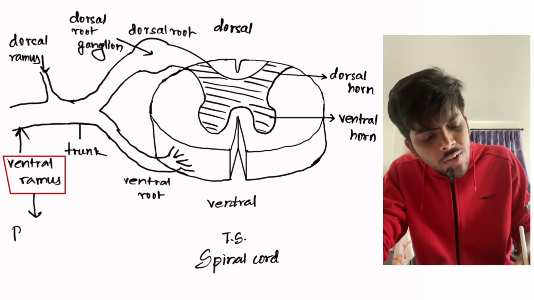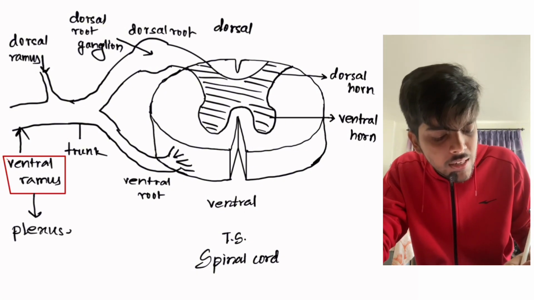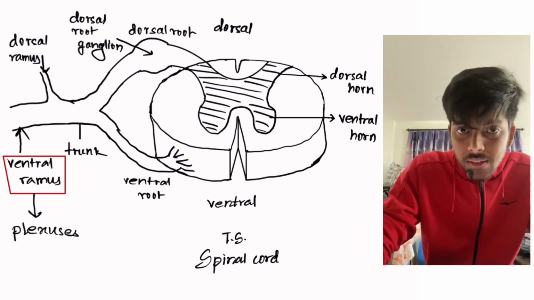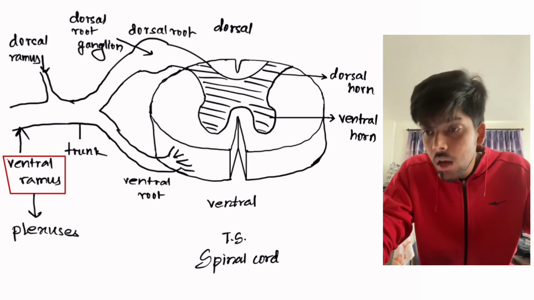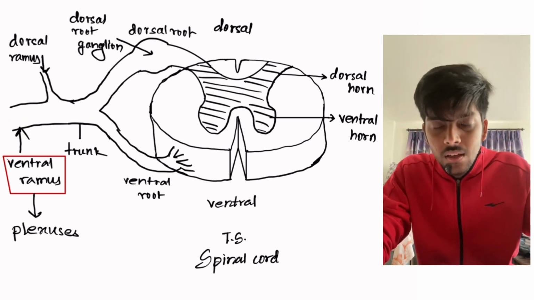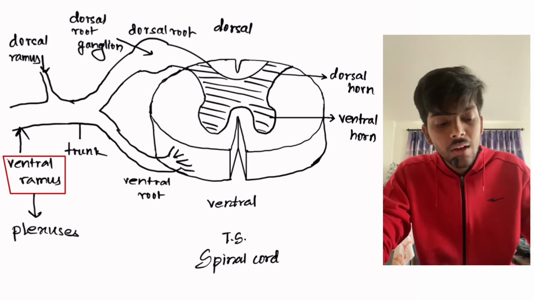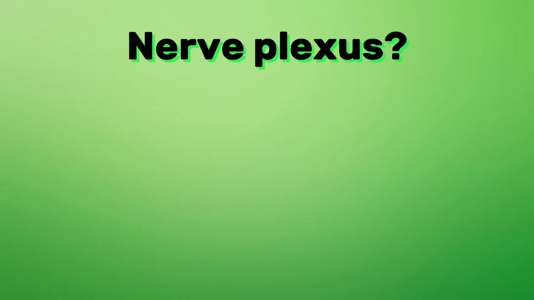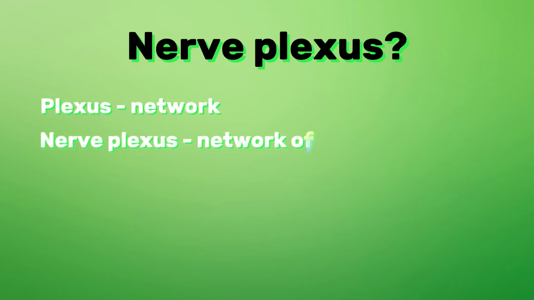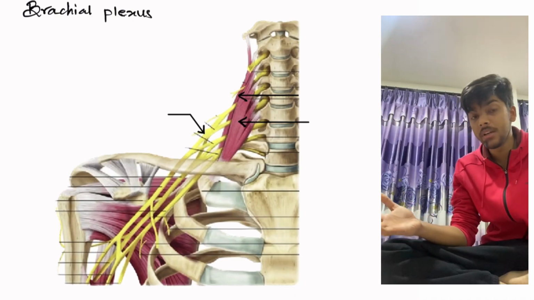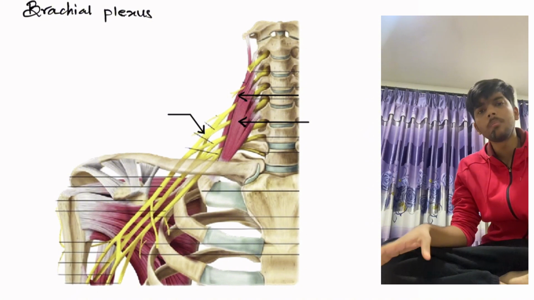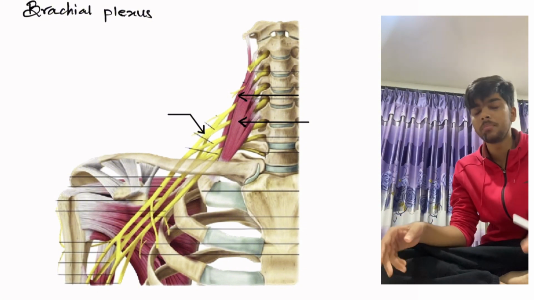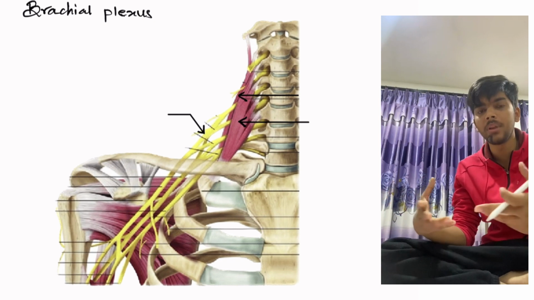The ventral ramus is important because it is the ventral ramus arising from the spinal cord that is responsible for the formation of various types of plexuses that exist in our body, like the cervical plexus, the brachial plexus, lumbar plexus, and sacral plexus. All of them are formed from the ventral ramus arising from the spinal cord. This brings us back to the question, what exactly is a nerve plexus? The word plexus means network, and nerve plexus refers to a network of nerves. Brachial plexus is obviously a nerve plexus. And the important topic under brachial plexus is the anatomy of brachial plexus, or how exactly is brachial plexus formed.